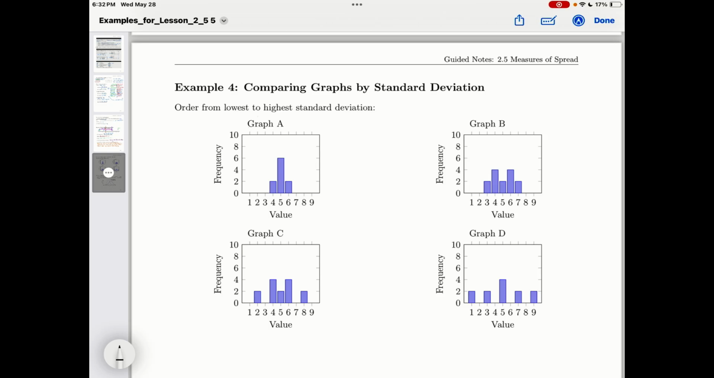Let's take a look at example 4 now. We're going to compare these 4 bar graphs, A, B, C, and D. And we're going to try to figure out what the standard deviations are in order from smallest to largest. Even though we're not given the value of the standard deviation, we should be able to look at the graphs and figure it out based on our understanding of what a standard deviation is.